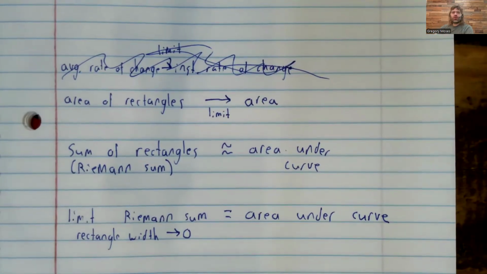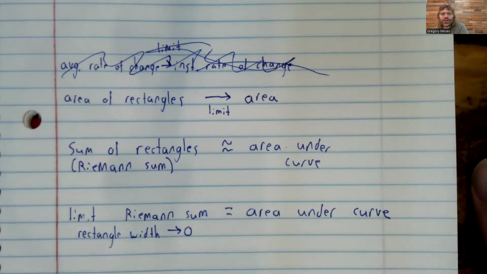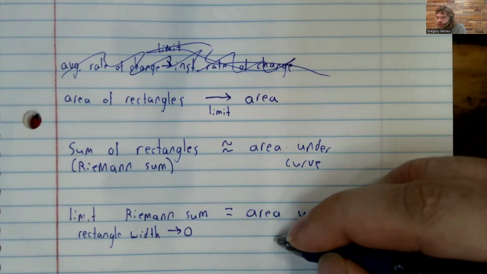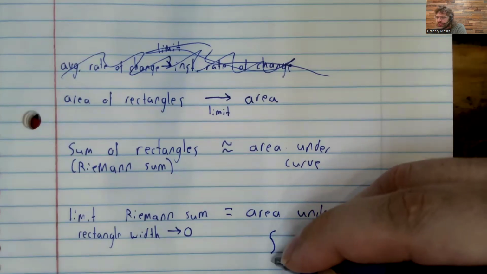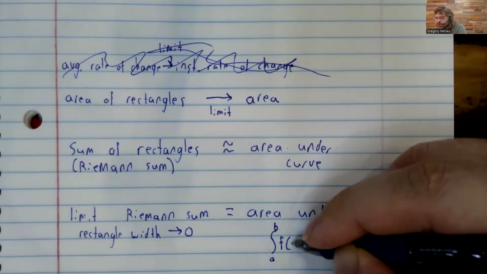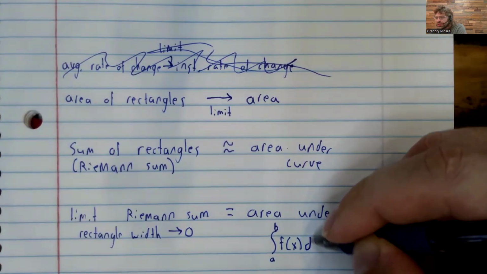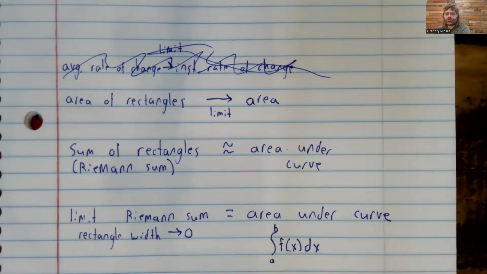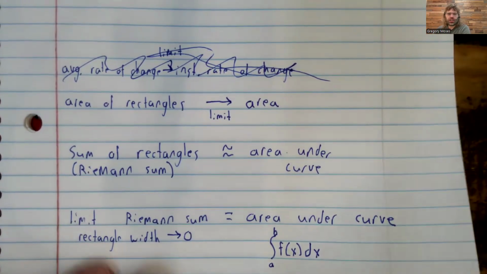All right. So what does this have to do with integration? Well, it has a lot to do with integration because this area under the curve is also the definite integral from a to b of f of x dx. So geometrically, the definite integral of a positive function is an area.